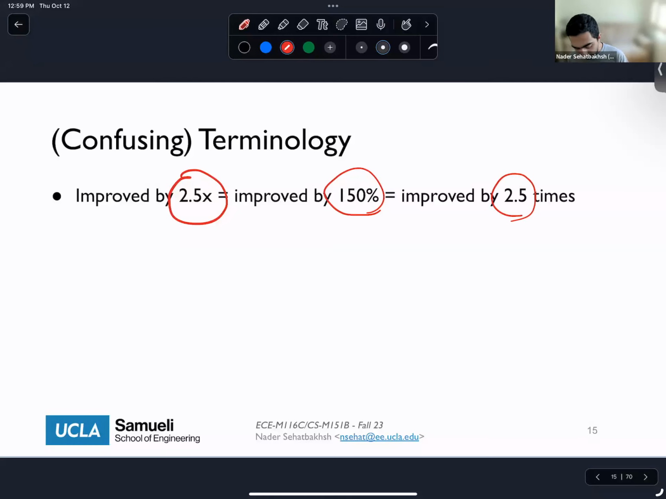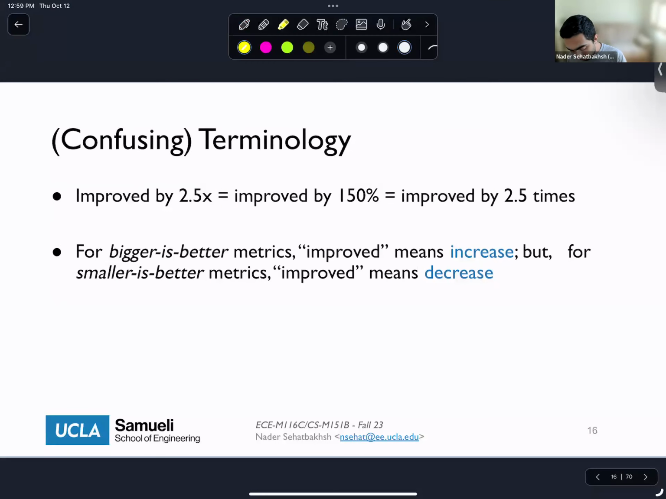Another thing is when I say improve, that depends on the metric. For bigger-is-better metrics, improve means increase. But for smaller-is-better metrics, improve means decrease. So when I say latency has been improved, it means it now takes less time. If I say throughput has been improved, it means that the absolute value has increased. So just pay attention to this terminology that people use in computer architecture, okay?